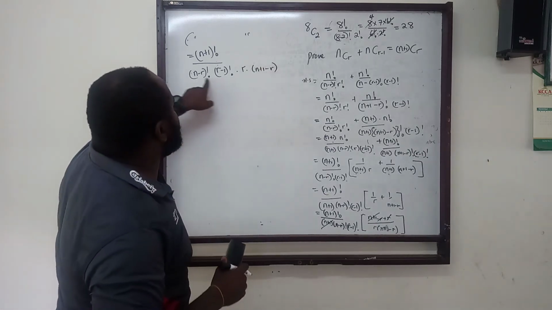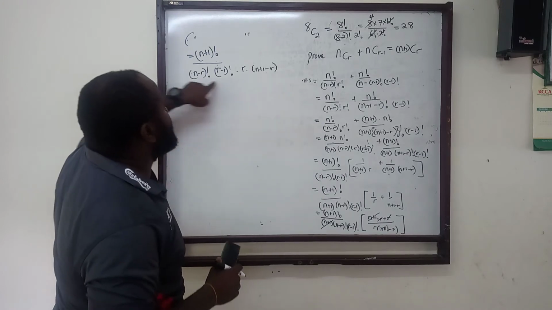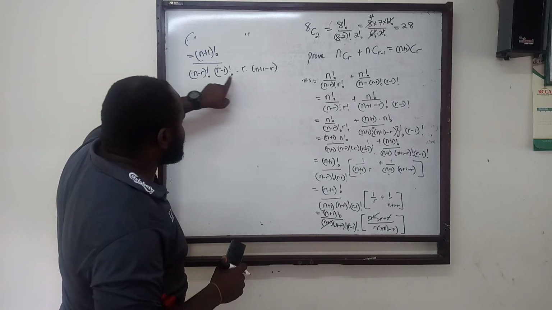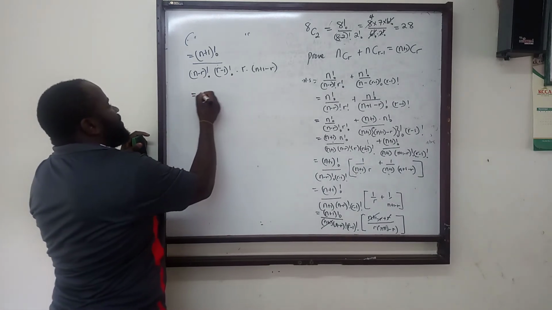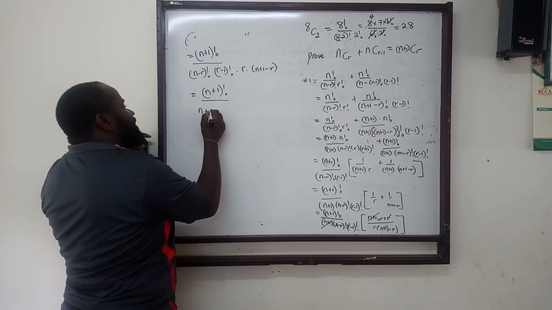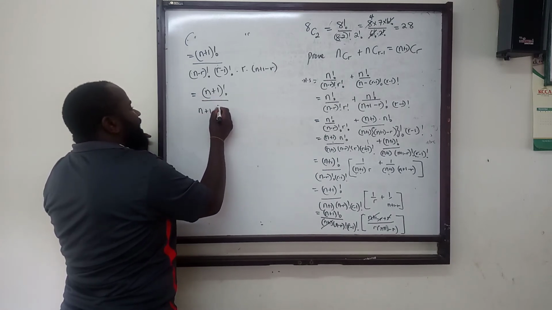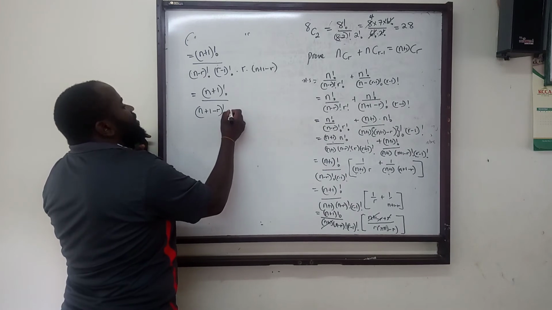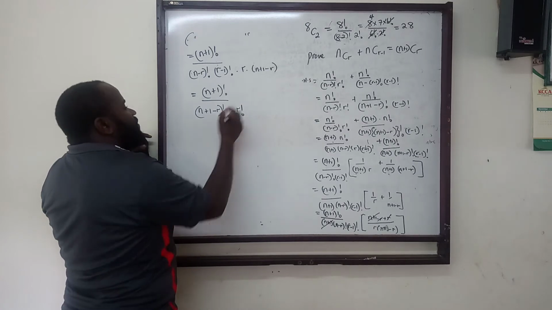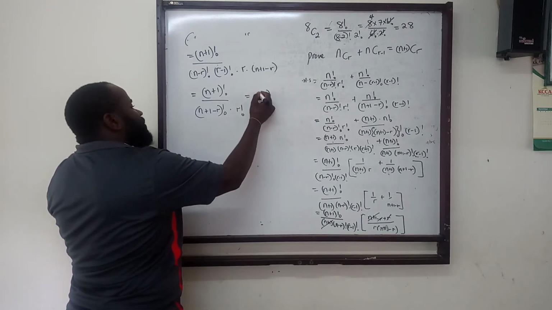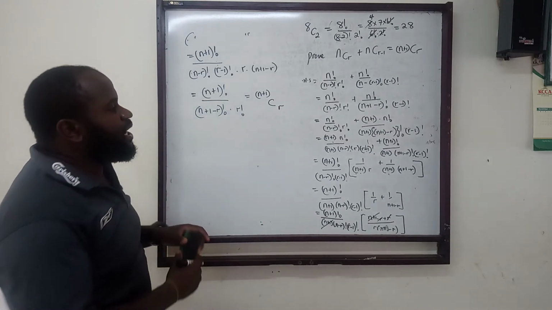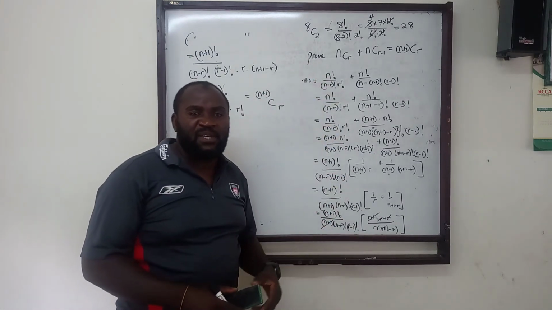Now this is bigger than this one, so it is this one which comes first, followed by this factorial. Then this one also is bigger than this term, so this one comes after this factorial. So it actually looks like (n+1)! over (n+1-r)! times r!, which actually is n plus 1 combination r. Hence, we have proved what the statement was saying.